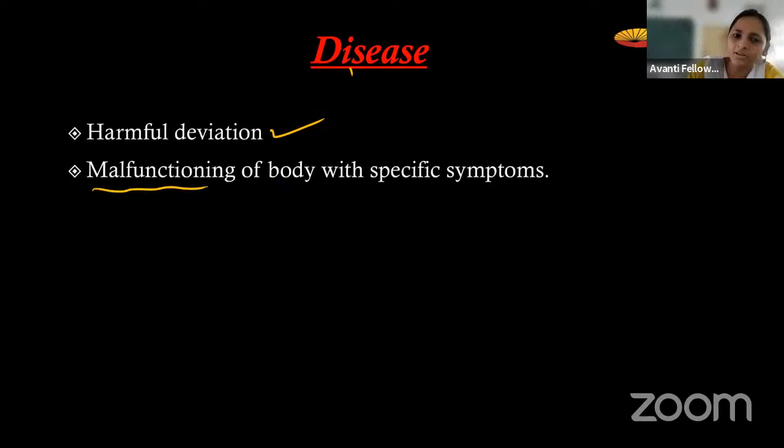Malfunctioning of the body with specific symptoms. Our body will not simply tell us that it is not feeling well; it gives some symptoms. For example, if I'm having a fever, the body temperature increases, showing that you have a fever. If you have any bacterial or fungal disease, it will show symptoms on the body. That is what is called disease: malfunctioning of the body with specific symptoms. The body does not function normally in a disease condition.